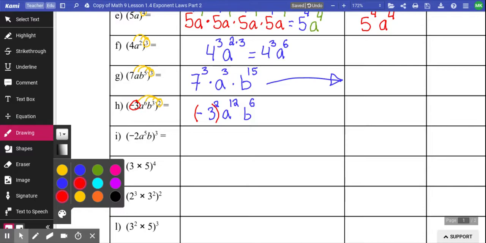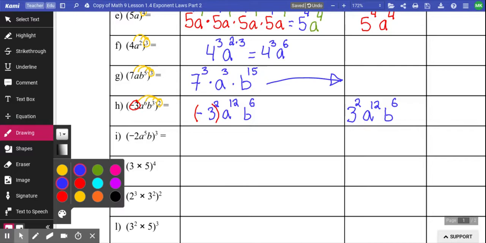The next thing we learned was that if you had a negative base with an even exponent, the number would always turn out to be positive. Even exponents turn things positive. So my final answer, if I wanted to do it in exponential form, would become positive 3 squared, a to the power of 12, b to the power of 6, because when you put negative 3 to an even exponent, it turns it positive.